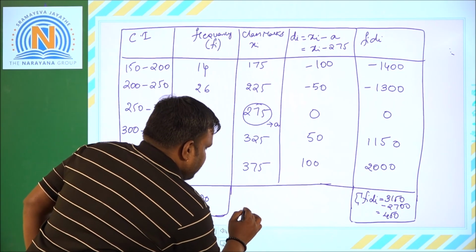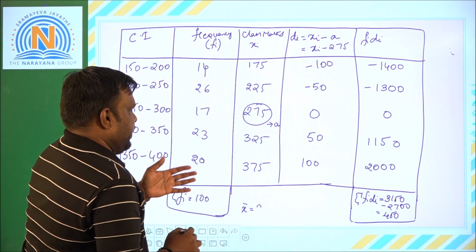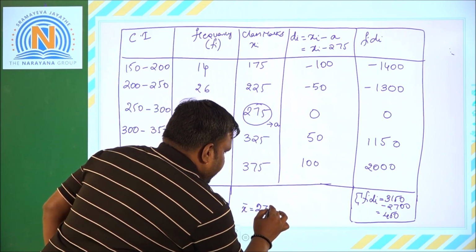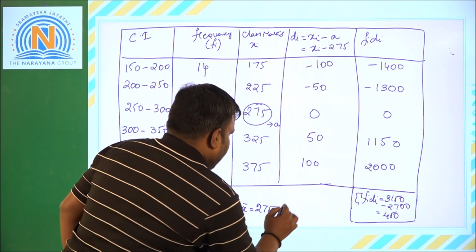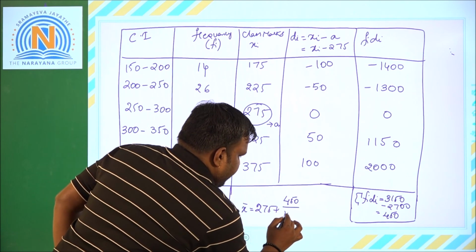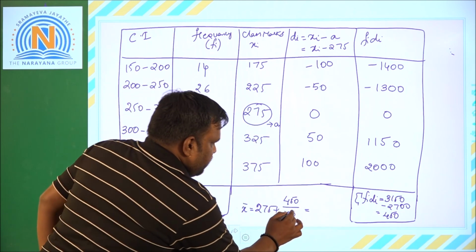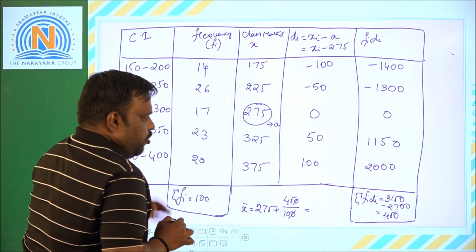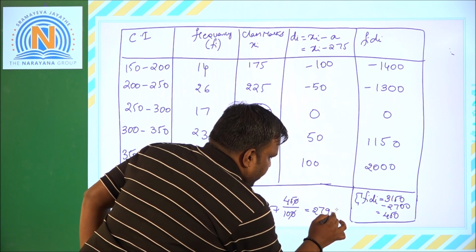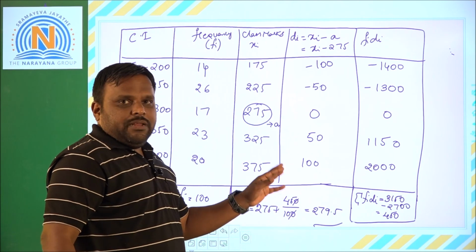So the arithmetic mean x bar is equal to, we know the formula already, A plus sigma fi di by sigma fi. A is 275 plus sigma fi di value 450 by sigma fi value 100. So 450 by 100, the 0 gets cancelled, 45 by 10 will be 4.5. 275 plus 4.5 will be 279.5. So this is how we find the arithmetic mean by the assumed mean method. Thank you.